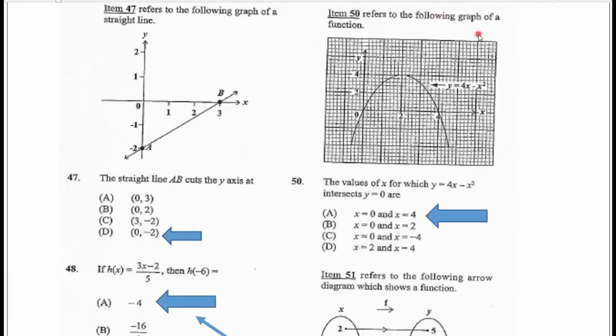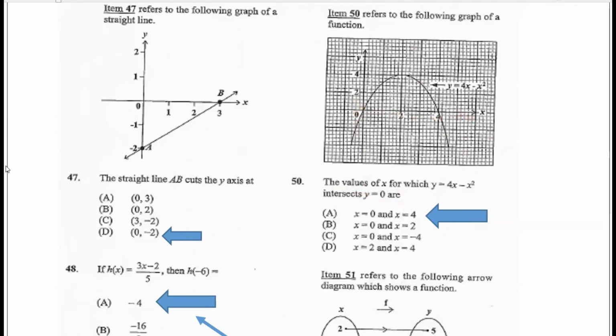50 refers to the following graph of a function. Not that visible, but I'll just tell you all it's a quadratic curve. y equals 4x minus x squared. Values of x for which y equals 4x minus x squared intersects y equals 0 are. y equals 0 is your x-axis.